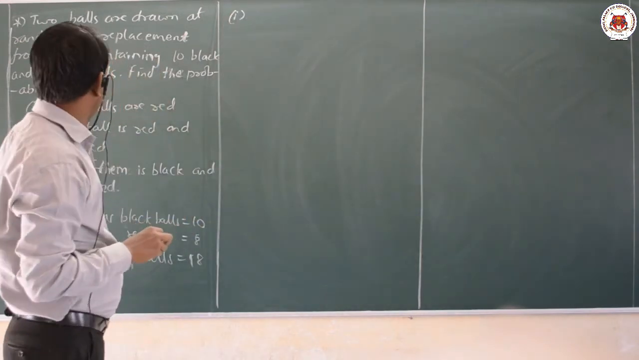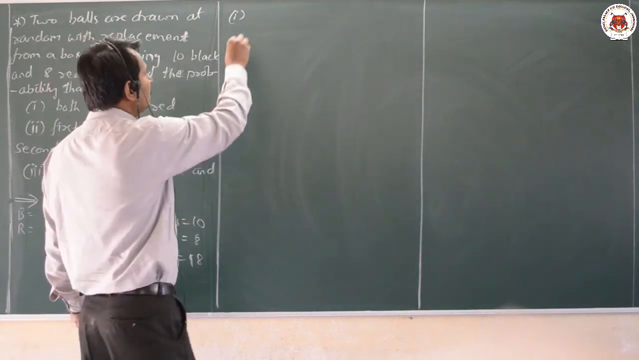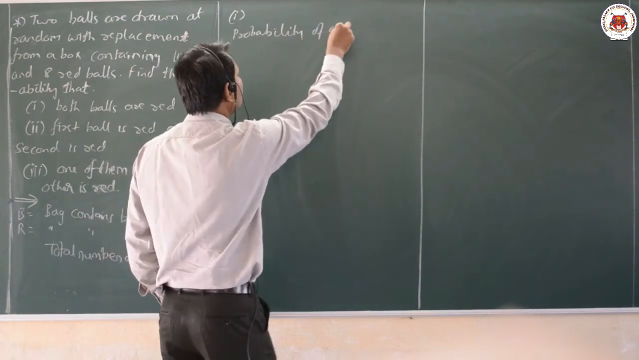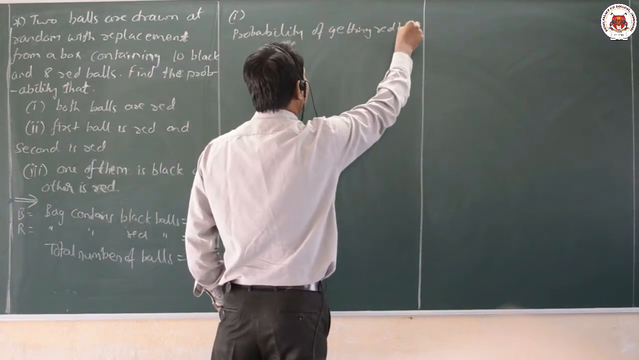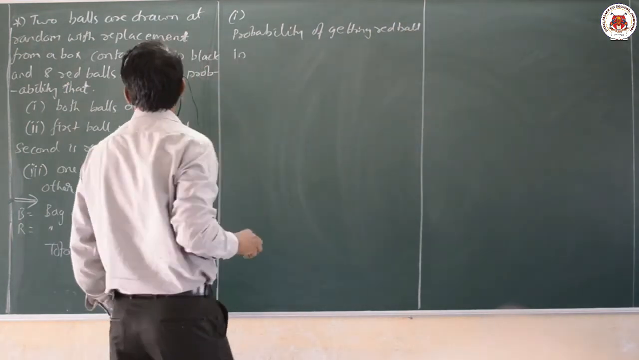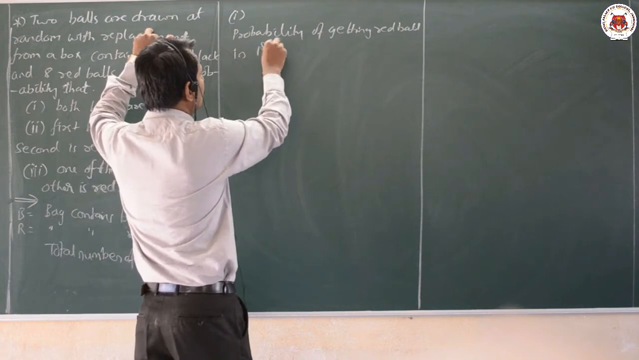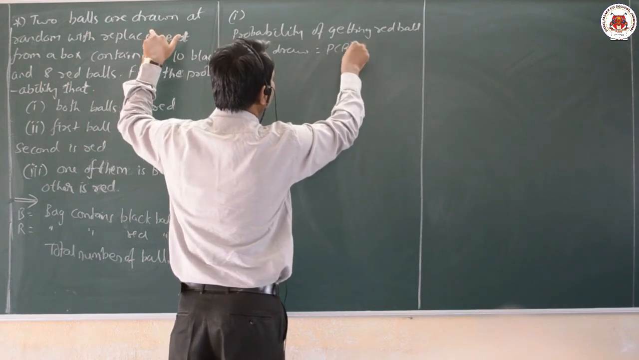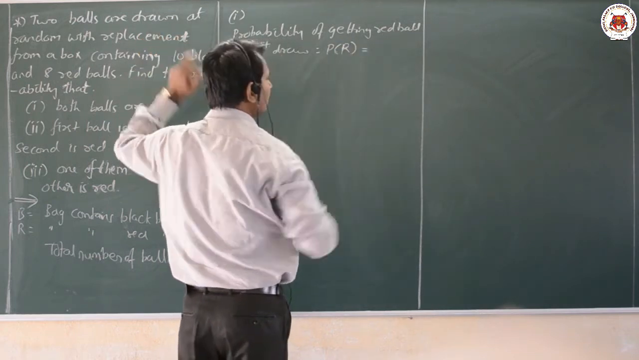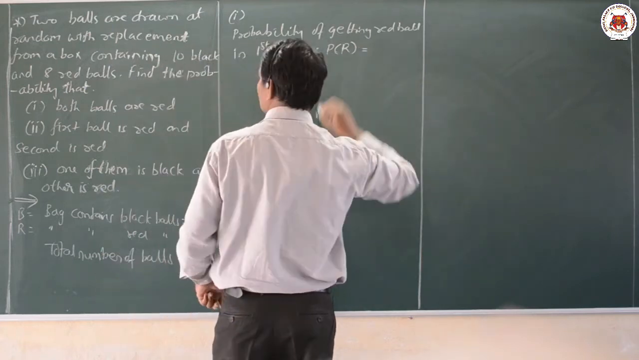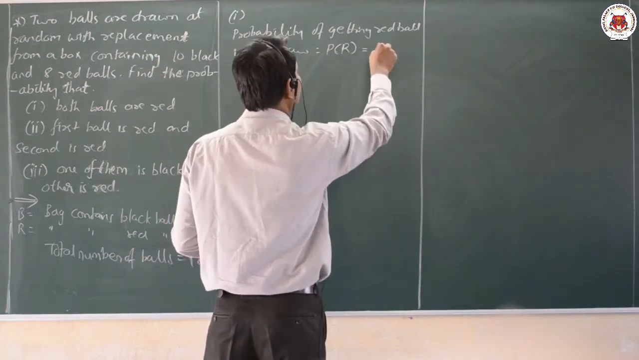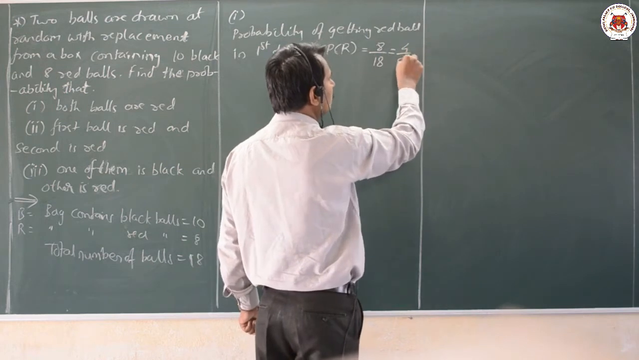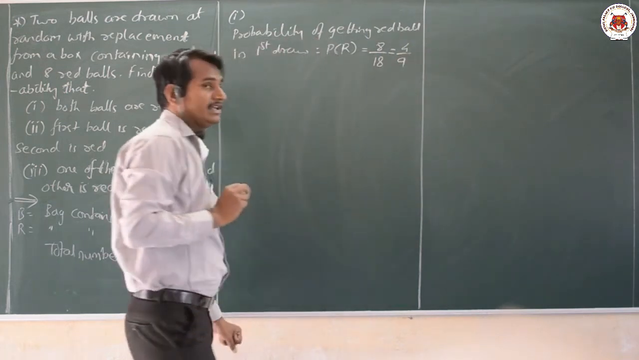So now let us start with the probability of getting a red ball. Let us take it as the probability of getting a red ball in the first draw, and I will name it P of R. P of R, dear students, is equal to the number of red balls divided by the total number of balls. The number of red balls is 8, and the total is 18. So 2 4s are 8, 2 9s are 18, and we get 4 by 9, dear students.